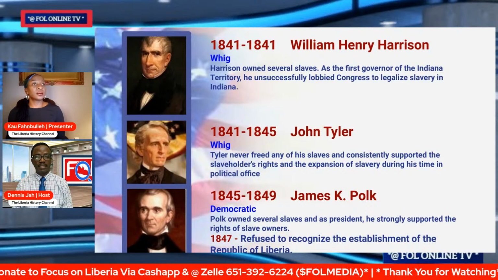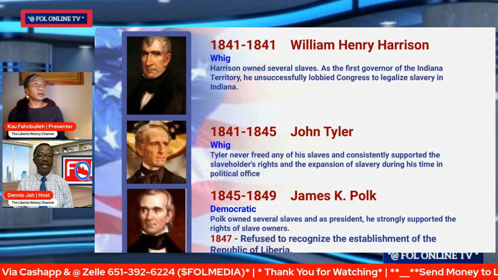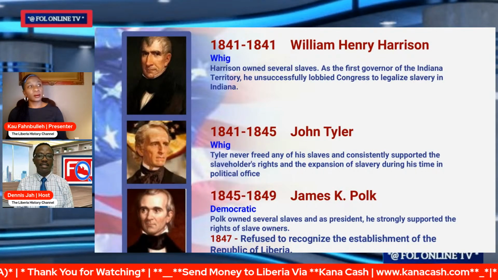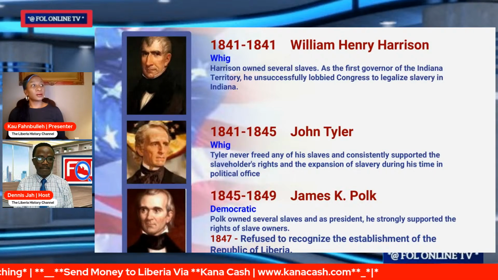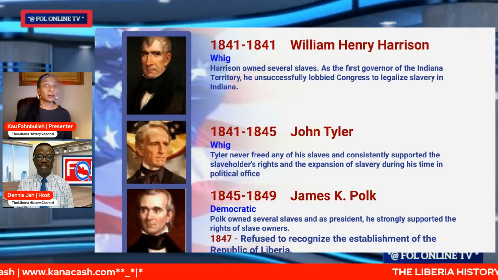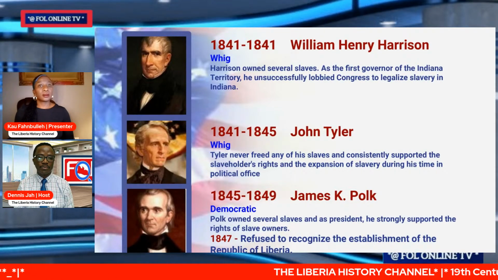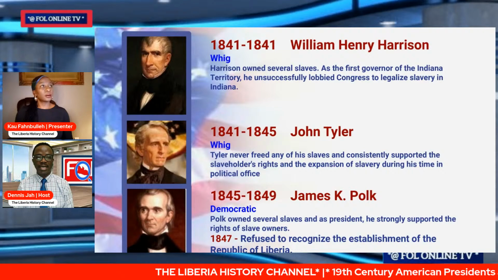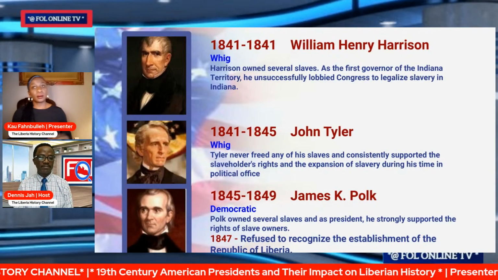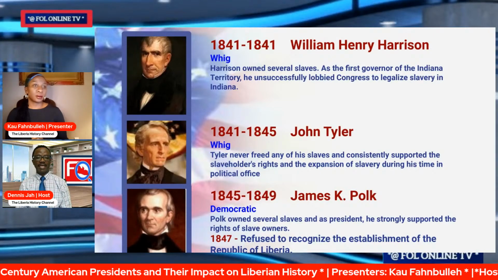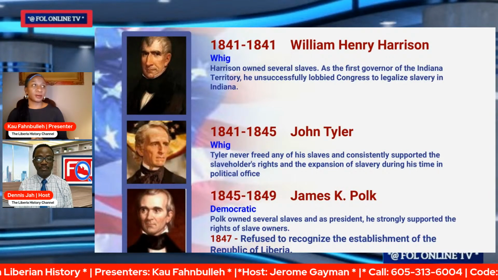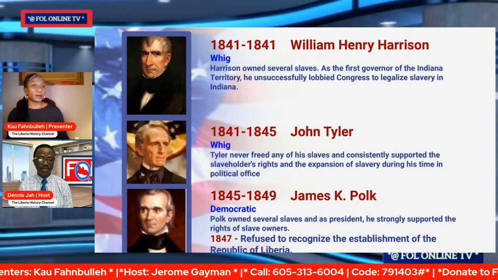1841, William Henry Harrison, a Whig. Harrison owned several slaves. As the first governor of the Indiana Territory, he unsuccessfully lobbied Congress to legalize slavery in Indiana. John Tyler, also a Whig, never freed any of his slaves and consistently supported the slaveholders' rights and the expansion of slavery during his time in political office. James K. Polk, 1845 to 1849, a Democrat, owned slaves, and as president, he strongly supported the rights of slave owners. 1847, yes. Refused to recognize the establishment of the Republic of Liberia.